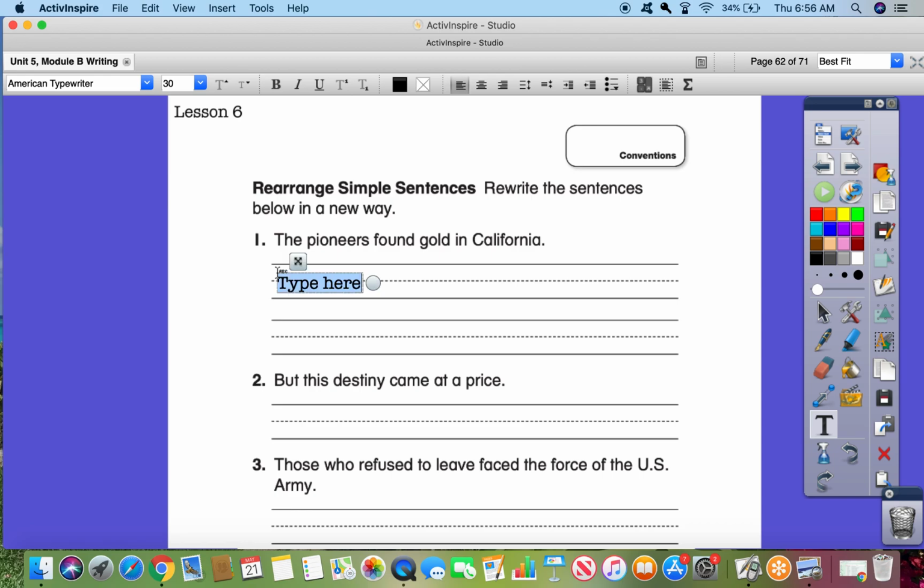You could change and add some of the words. We make this a little bit bigger. So I can say, when the pioneers were in California, they found gold. Okay, so it's expressing the same idea, it's just worded a little bit differently. I'm going to see if you can do numbers 2 and 3 on your own. Try your best.